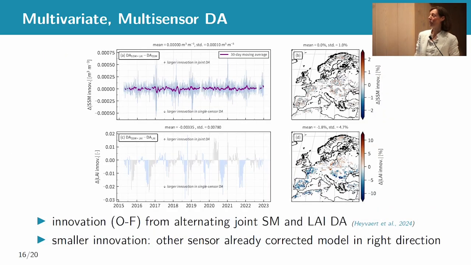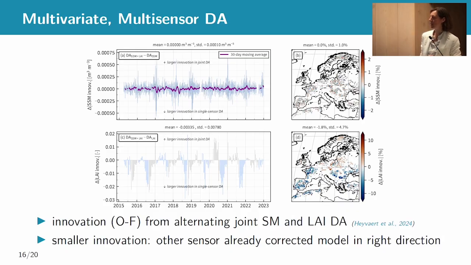I can also see that this joint data assimilation is really improving things, I can also see that in my innovations. Innovations are the differences between my model forecasts and observations over a time series. This is averaged over the entire map. This is a difference between innovations from the joint data assimilation minus those from the soil moisture data assimilation only. And you see that there's very little difference there.